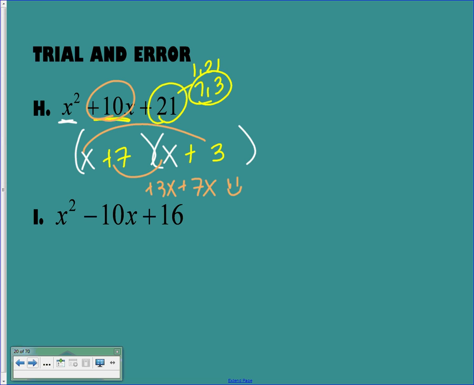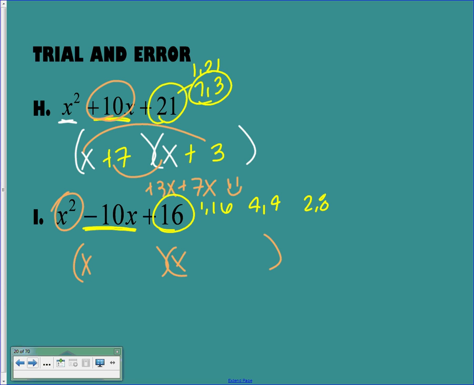Okay, so we'll try I. Again, the first term is what I'm trying to get to first. So I've got x and x. Then you look at the last. 16 has a lot of options. We've got 1 and 16, 4 and 4, 2 and 8. Now that I look at that, I'm going to look at my middle. I'm trying to get a negative 10 out of that. 4 plus 4 is 8, so that's not 10. 4 minus 4 is 0. 2 plus 8 is 10.